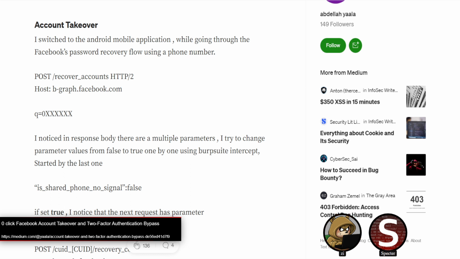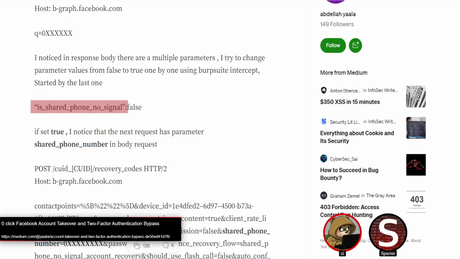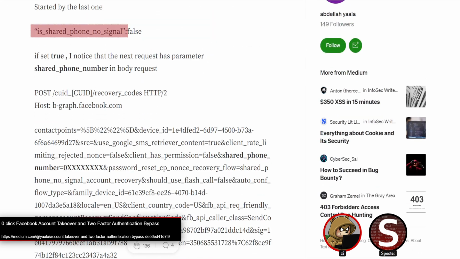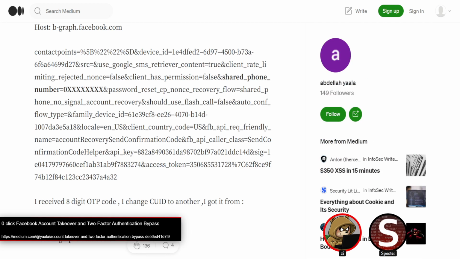What they ended up finding was this shared phone no signal. I see that just in the body of, I guess, one response body here having multiple parameters. They find this value and they just change it. So the response comes back, they change that, having the response say it's true, and then the next request out is different in that it now includes the shared phone number value.